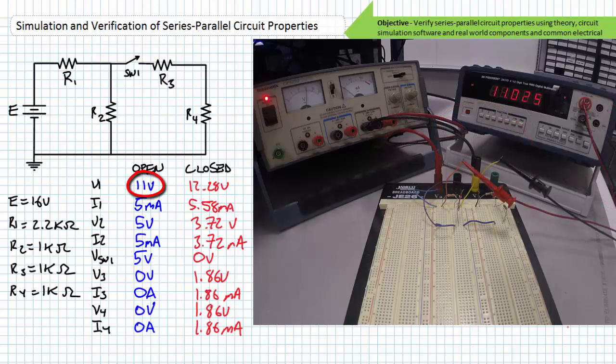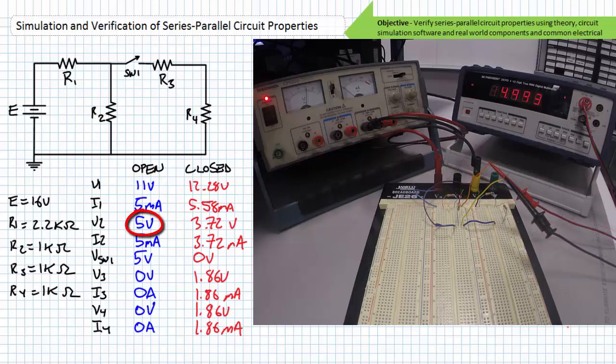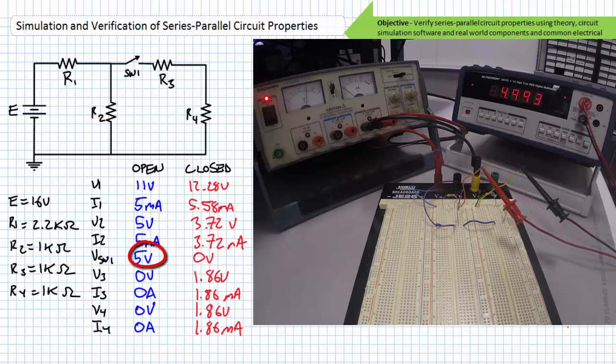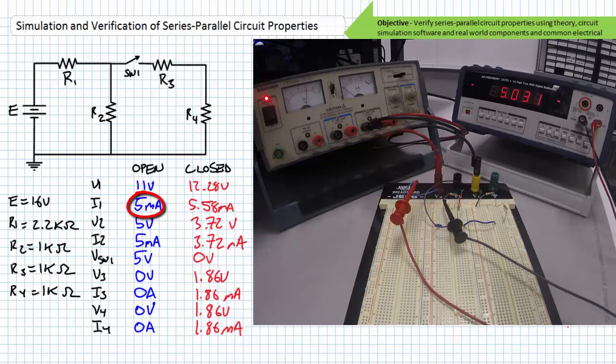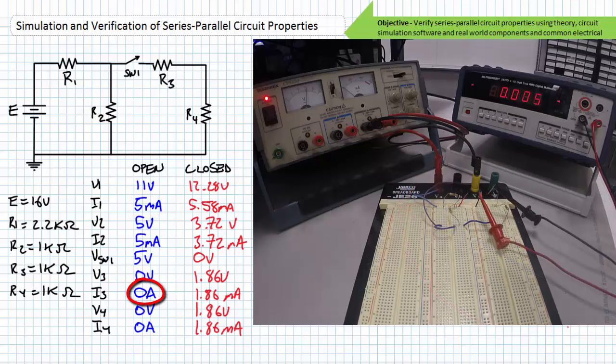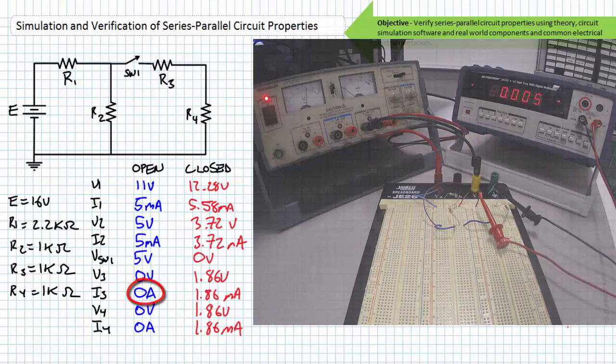The DMM in voltmeter mode indicates V1 is very close to our anticipated value. The DMM in voltmeter mode indicates V2 is very close to our expected value. The DMM in voltmeter mode indicates the voltage across the open switch is very close to our anticipated value. An ammeter used to measure current in our pure series circuit indicates IS, I1, and I2 are very close to our anticipated value. Finally, an ammeter indicates R3 and R4 experience no flowing current when switch 1 is open.